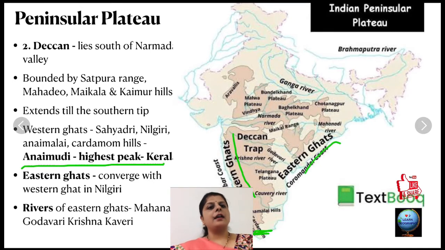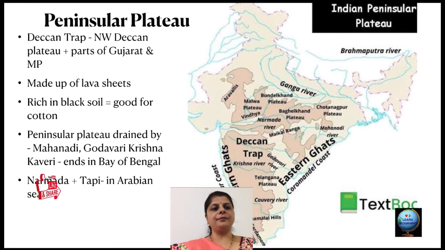Eastern Ghats. The Eastern Ghats converge with the Western Ghats in the Nilgiri region. Rivers of the Eastern Ghats include Mahanadi, Godavari, Krishna and Kaveri River.